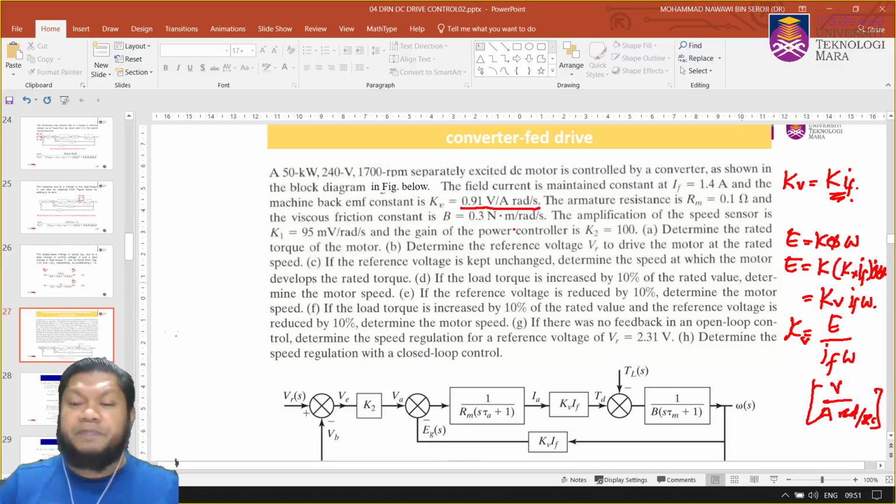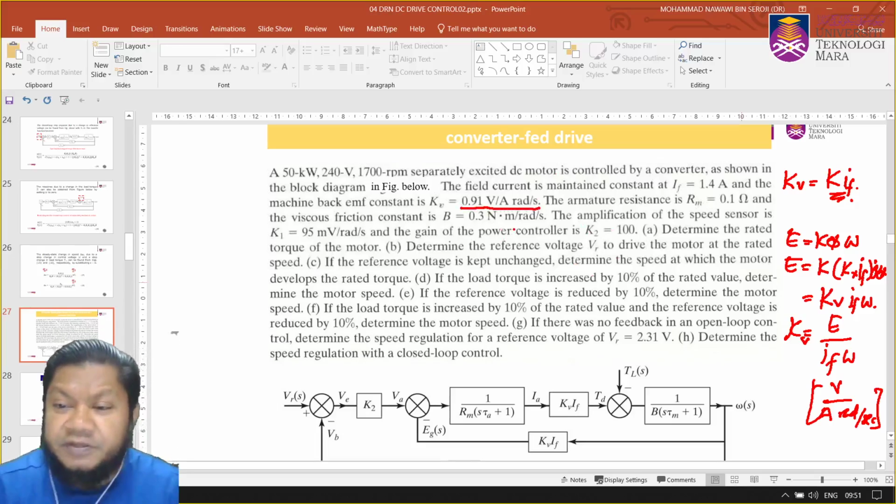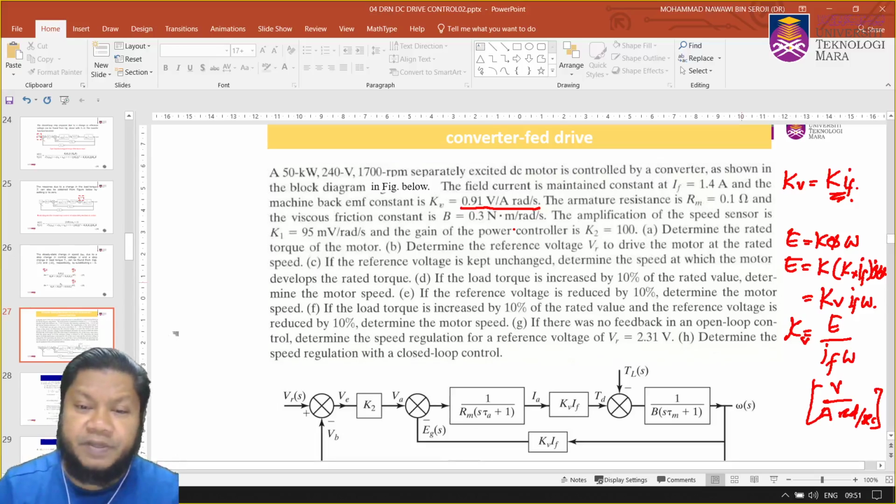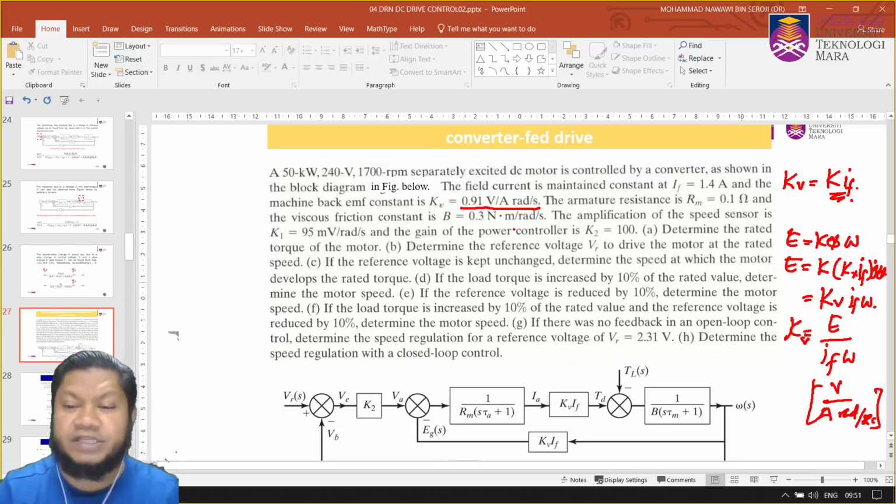That is KV. The armature resistor RM is 0.1, the viscous friction B is 0.3, the amplification of the speed sensor is K1, and the gain of the power controller is K2 equals 100. So you just plug it into that equation.